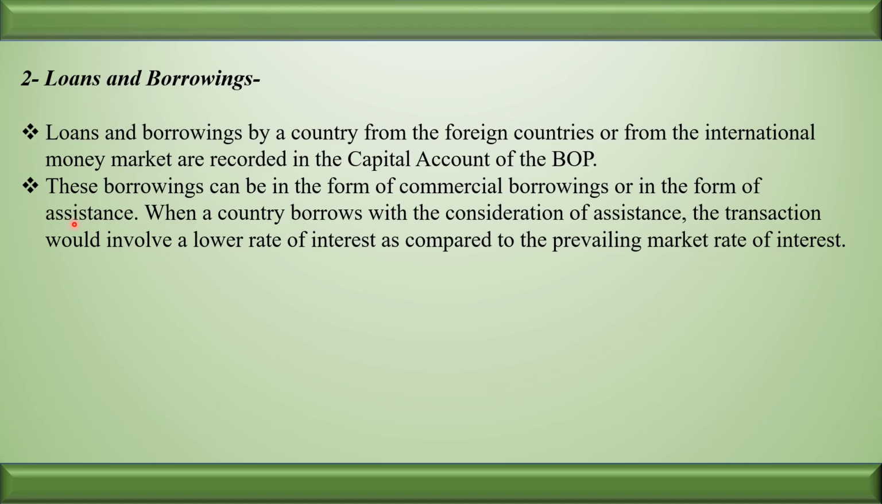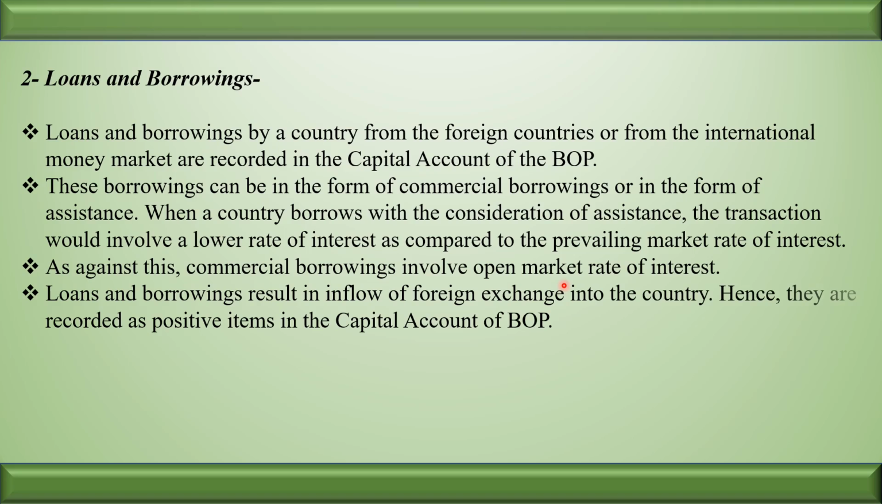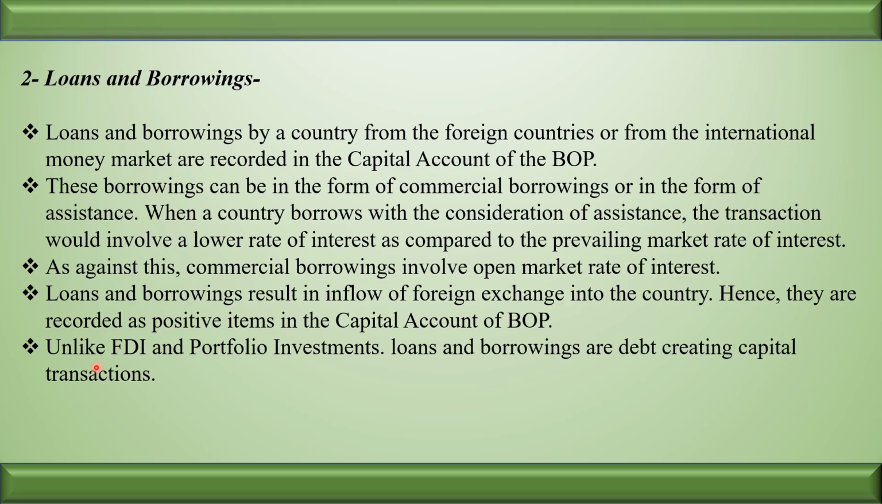Normally, assistance borrowing is to provide help to the domestic developing country. So when a country borrows with the consideration of assistance, the transaction would involve a low rate of interest as compared to the prevailing market rate of interest. That is called assistance borrowing. As against this, commercial borrowings involve the open market rate of interest. It means market rate. Loans and borrowings result in the inflow of foreign exchange into the country. So when we borrow the money, money comes into the country and it will be considered as a positive item. Unlike FDI and portfolio investment, loans and borrowings are debt creating capital transactions.